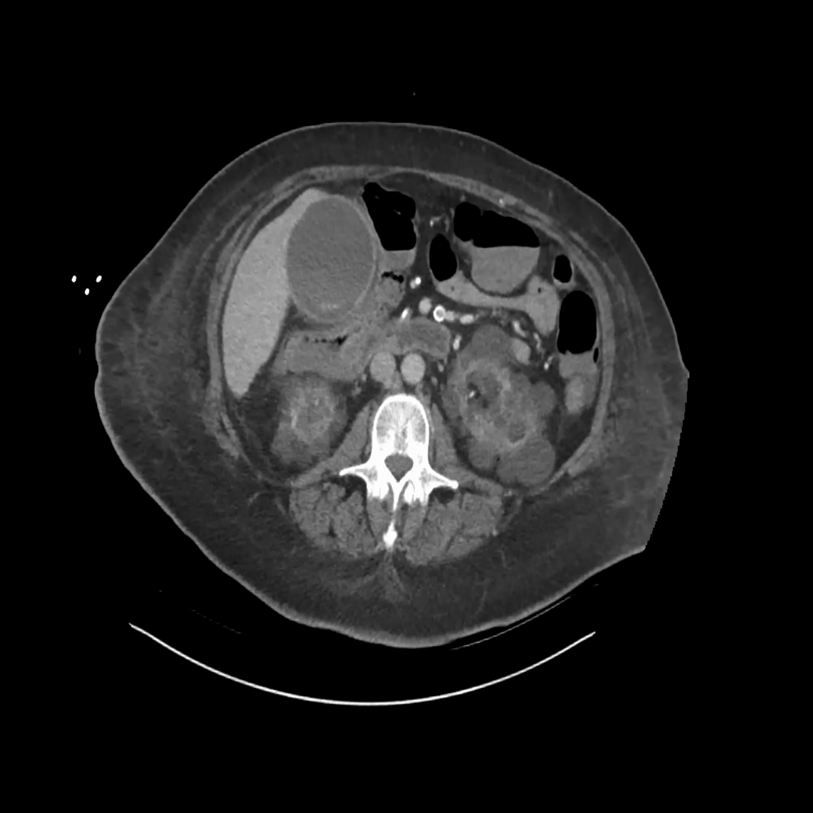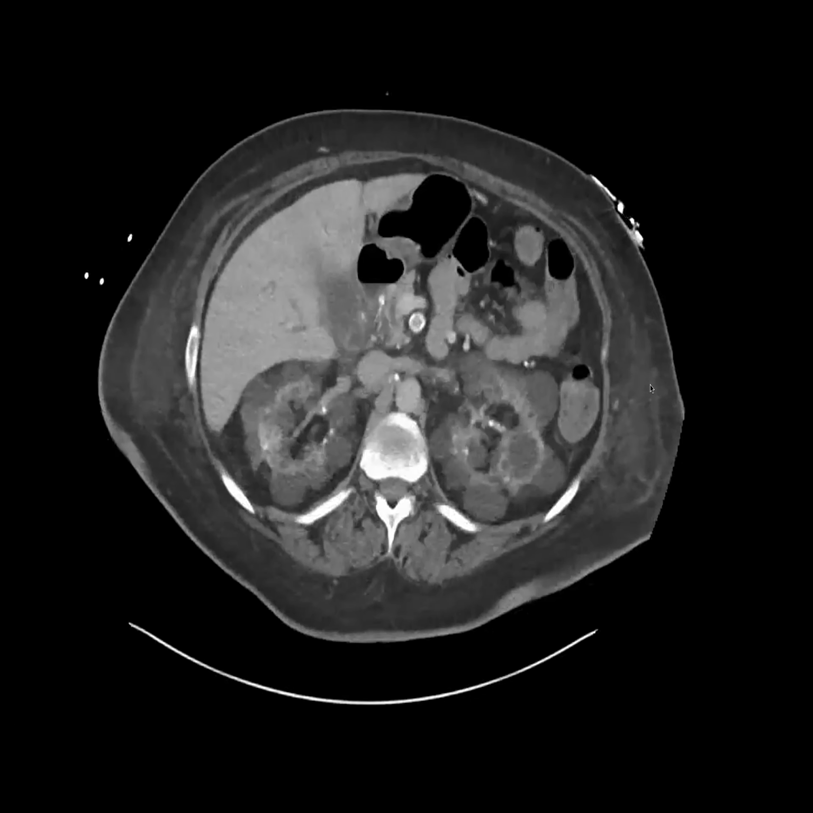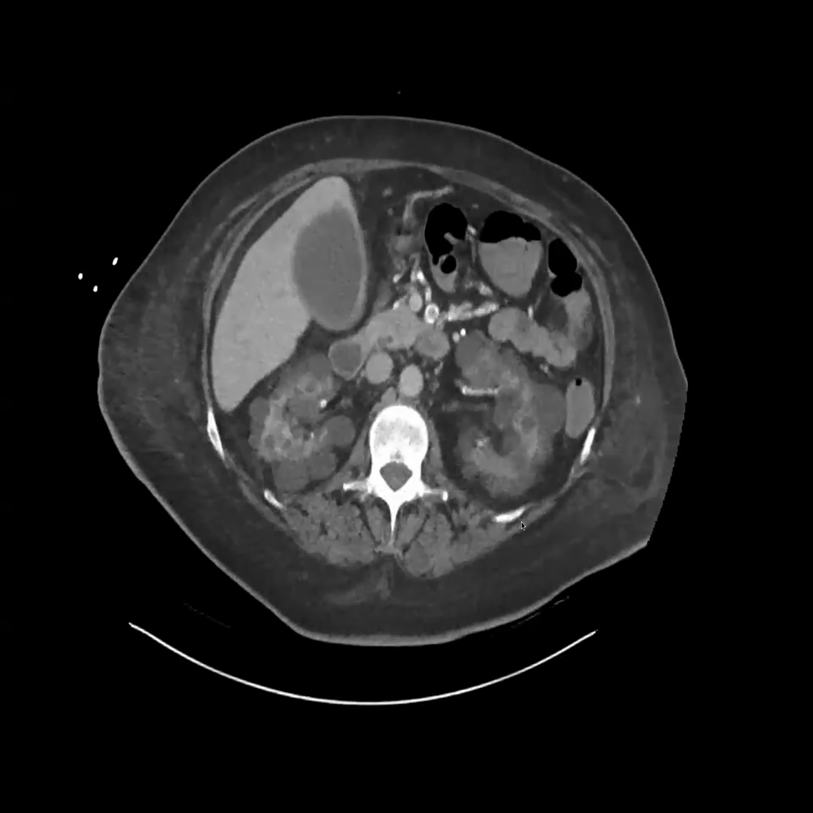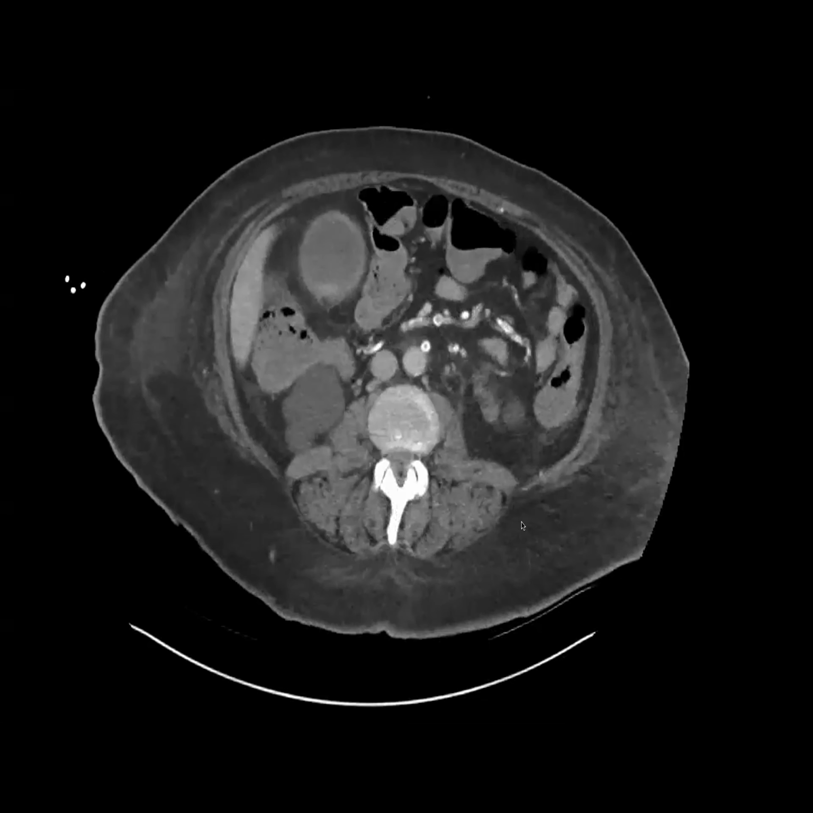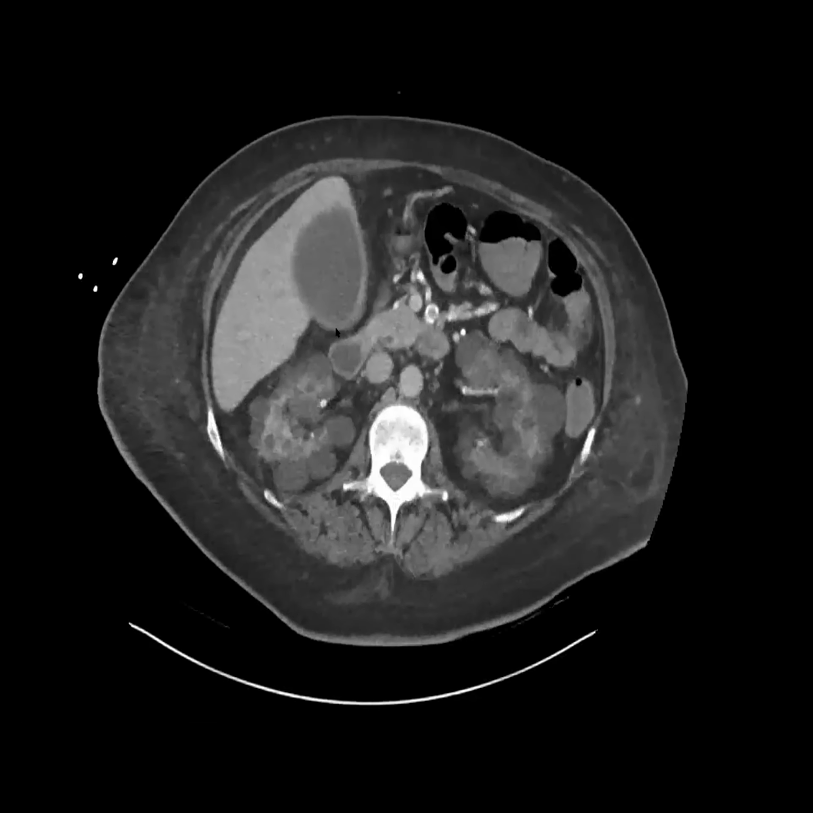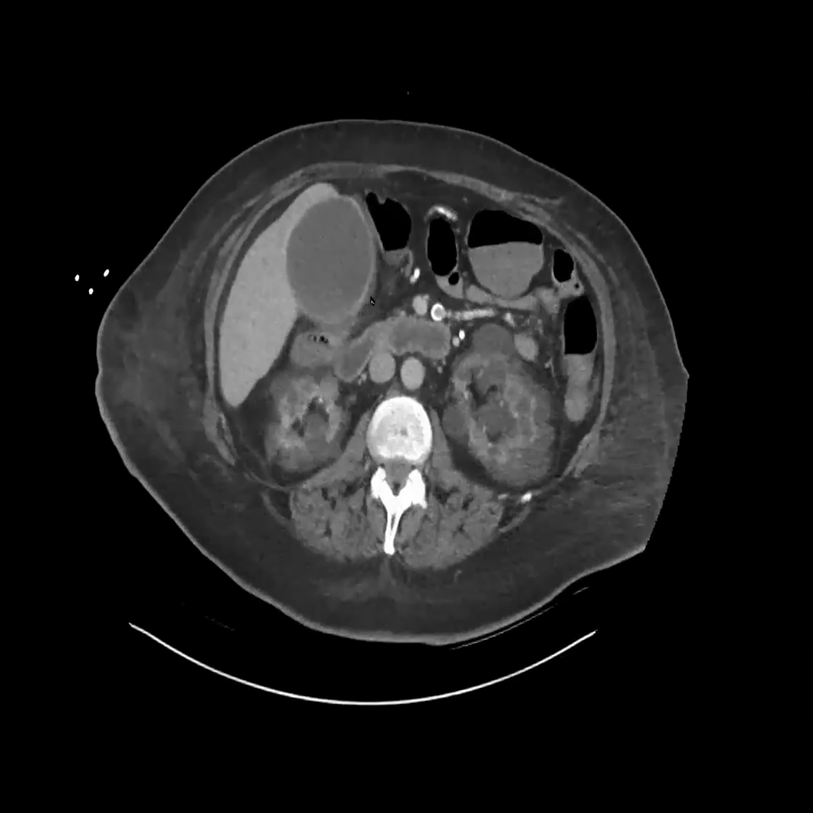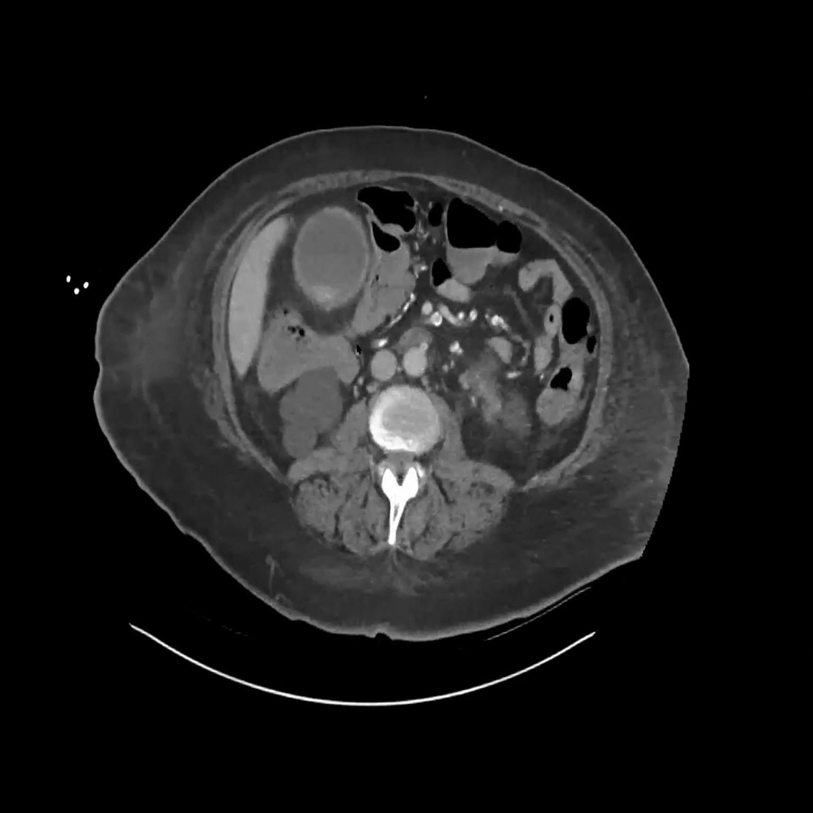Okay, so this is my first case, and the patient has cystic disease of dialysis. You can see lots of little cysts. And this case is about the gallbladder. The gallbladder was distended. There was a little bit of stranding next to it. So we were concerned about acute cholecystitis.